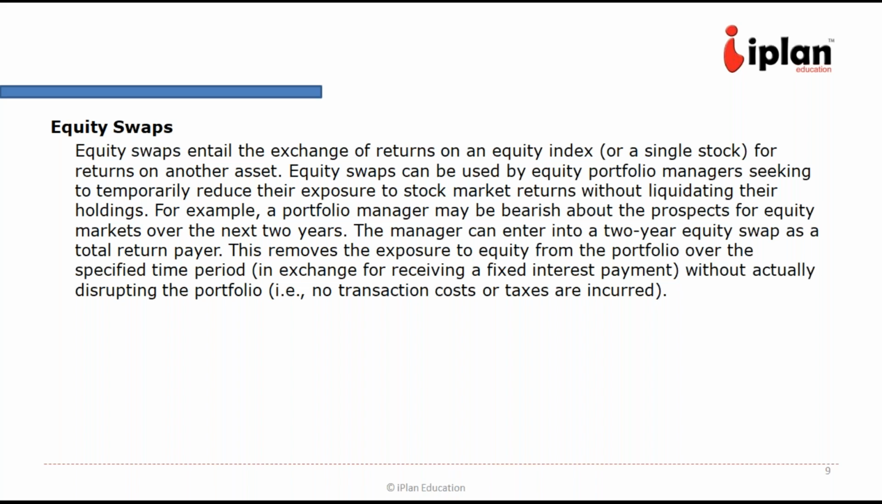So for example, a portfolio manager may be bearish about the prospects of the equity market over the next 2 years. So I'm feeling that the market may go down. So the portfolio manager can enter into a 2-year equity swap as a total return payer. Now, this removes the exposure to equity from the portfolio over the specified time period, in exchange for receiving a fixed interest payment, without actually disrupting the portfolio. So no transaction costs or taxes are incurred.